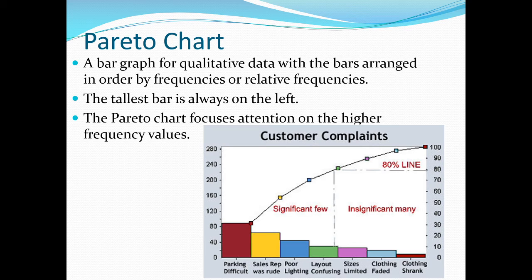This line here doesn't necessarily need to be there. This line is just kind of an extra bit on this particular graph. I just couldn't find a better image, so you can ignore this line. The main thing is these bars here. And again, notice how they go in order from most amount of complaint category, which is parking difficulty, all the way down to the lowest complaint category, which is clothing shrink.